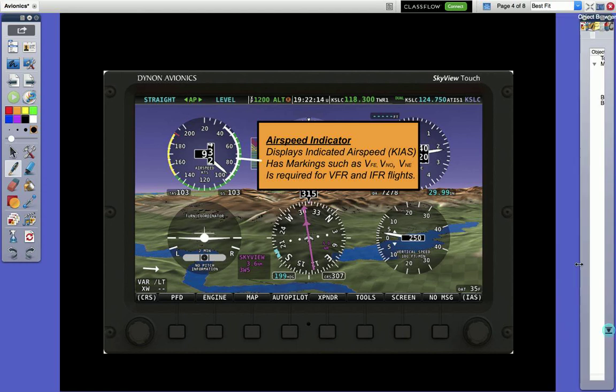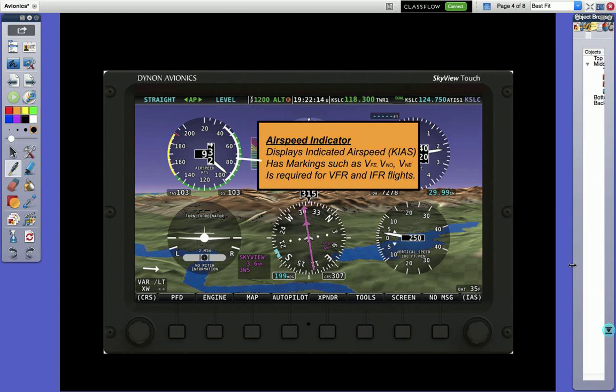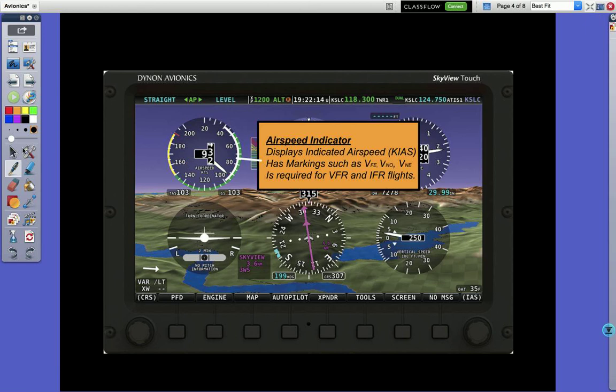Now, our airspeed indicator displays airspeed in knots of indicated airspeed, or KIAS. Now, you'll notice that on this, it does have markings on it, green, red, and yellow markings. These markings all symbolize different things, and we'll run over a couple of those right now.